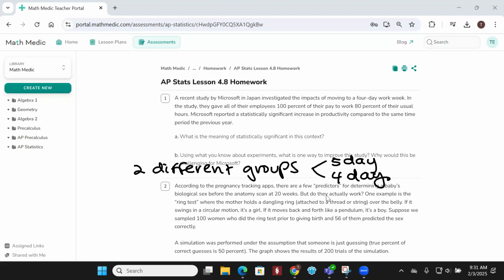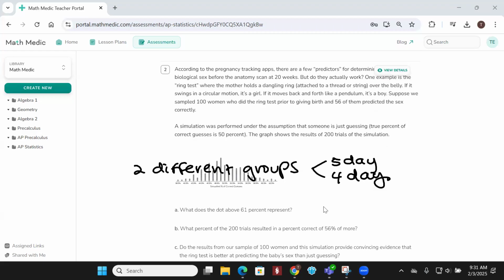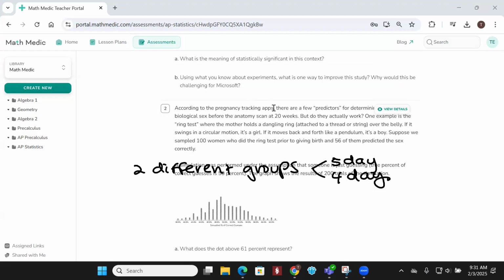All right. Let's look at 2. Again, the more we do these, the better it's going to be. I promise. Embrace it. According to pregnancy tracking apps, there are a few predictors to determine a baby's biological sex before the anatomy scan at 20 weeks, but do they actually work? One example is the ring test, where the mother holds a dangling ring attached to a thread or string over the belly. If it swings in a circular motion, it's a girl. If it moves back and forth like a pendulum, it's a boy.